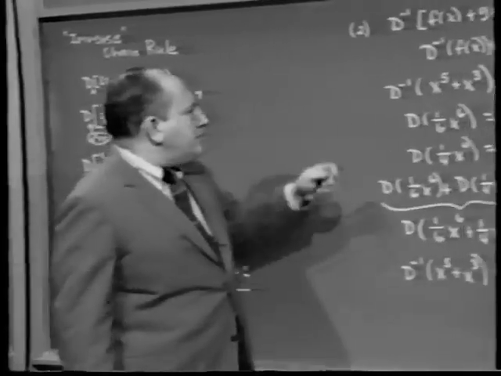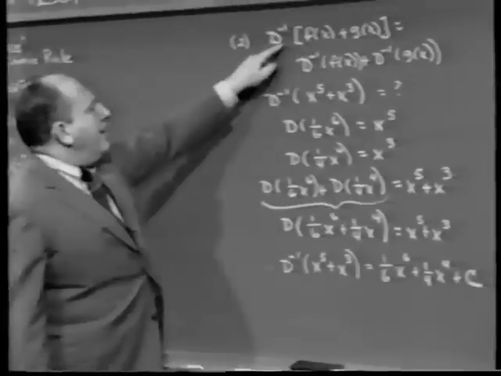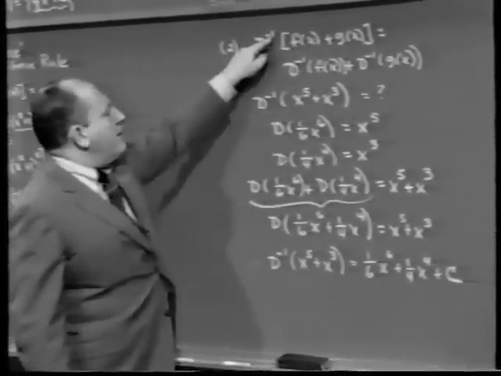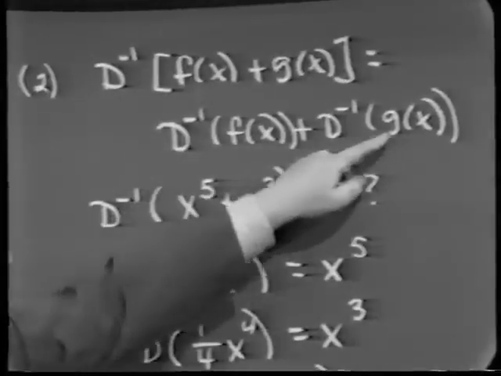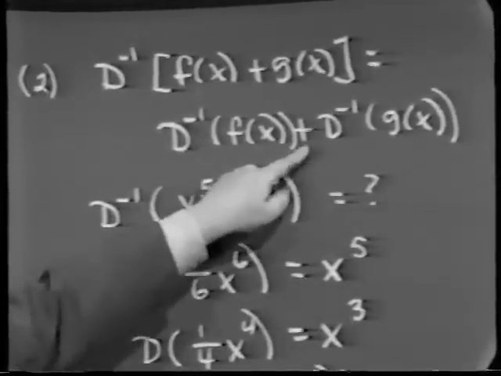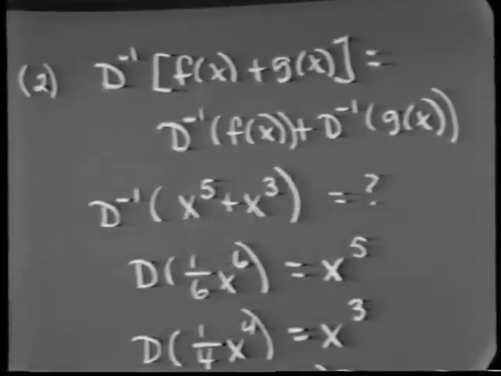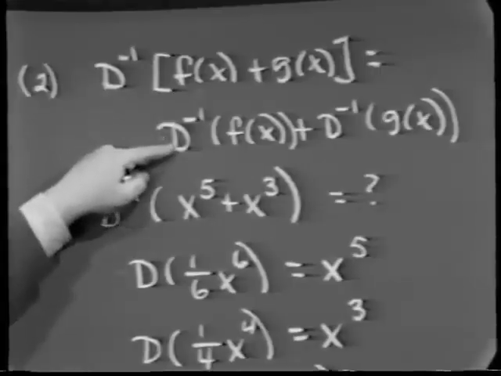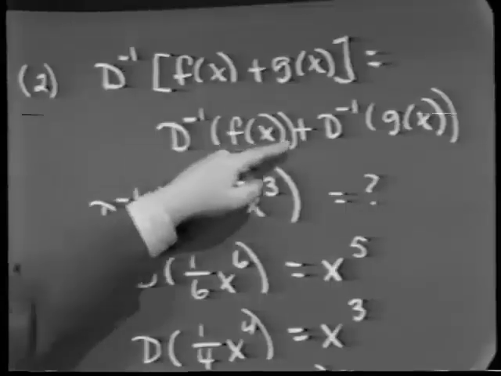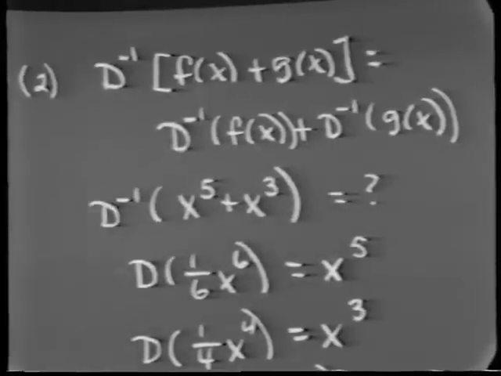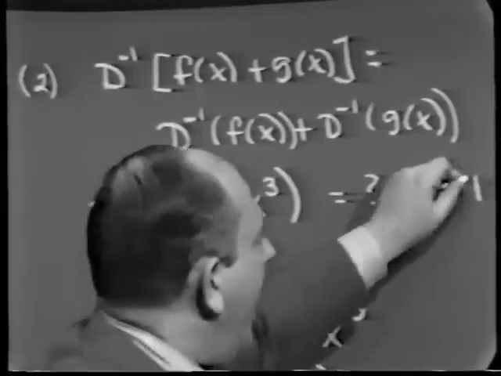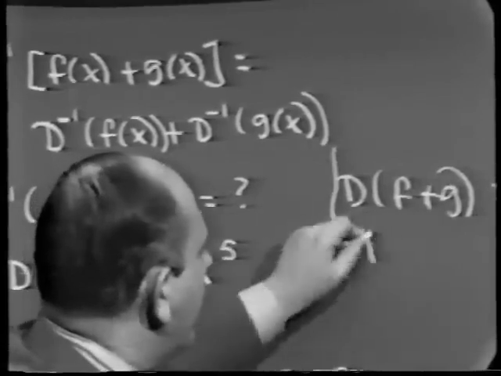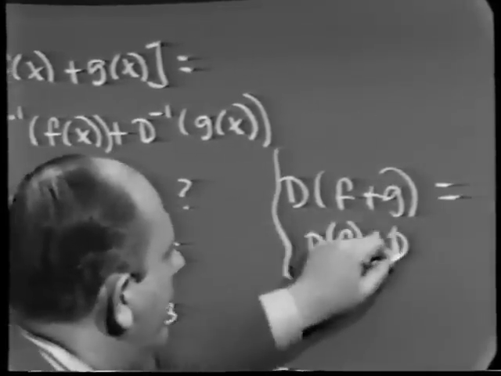For example, here's another one, and this one says what? That if you run the sum of two functions through the D-inverse machine, the output is the same as if you sent the functions through separately and then added them up. Okay? I'll talk about that in more detail later. Again, all I want you to see is that this is the analogous result of, again, a beautiful property of the derivative, and that is that the derivative of a sum is the sum of the derivatives.